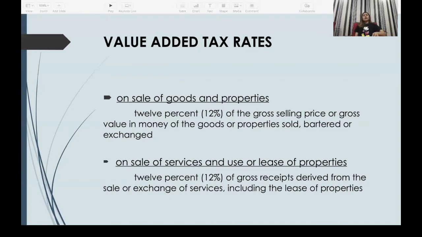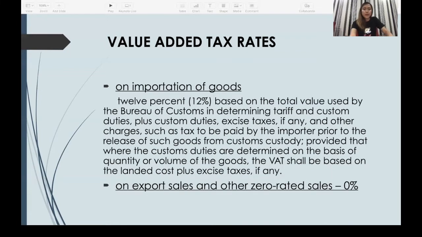Here it is on sale of service and use or lease of properties. Also the same sa goods and properties, it is 12% of gross receipts. If you are rendering a service, it is gross receipts, and if you're into goods and properties, then you have your gross sales. Now, same with sale of service, it's 12% from the sale or exchange of services, including the lease of properties.